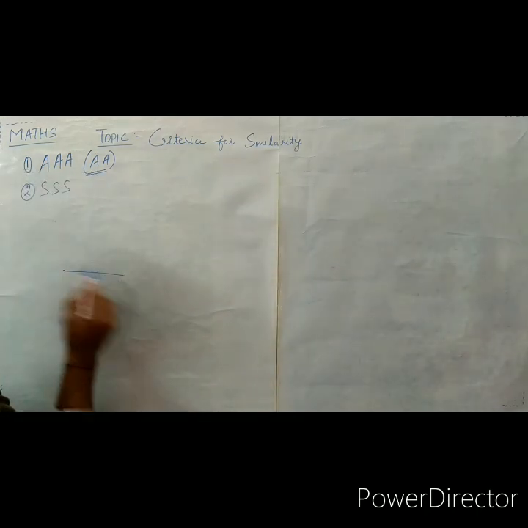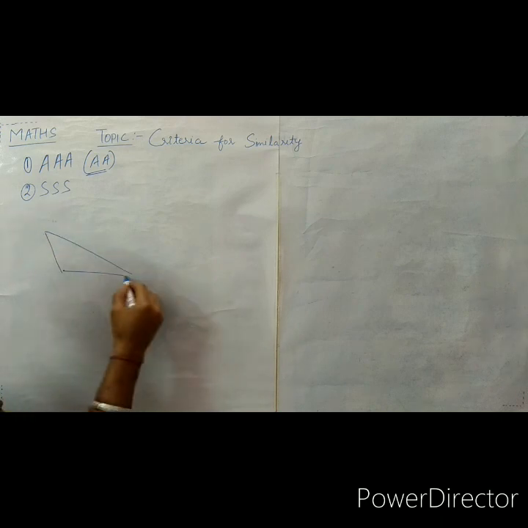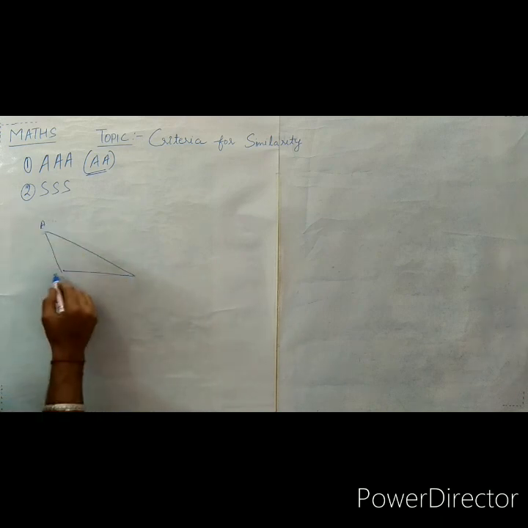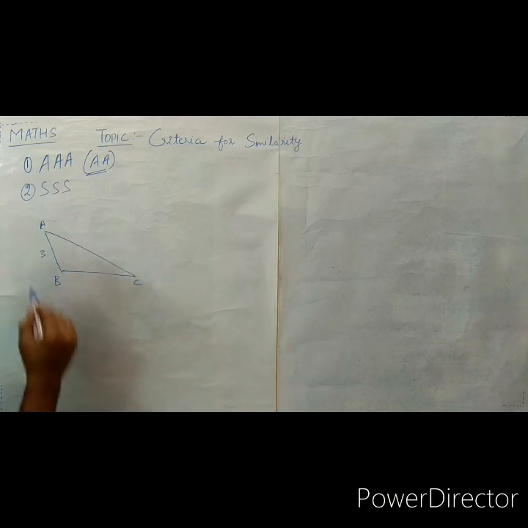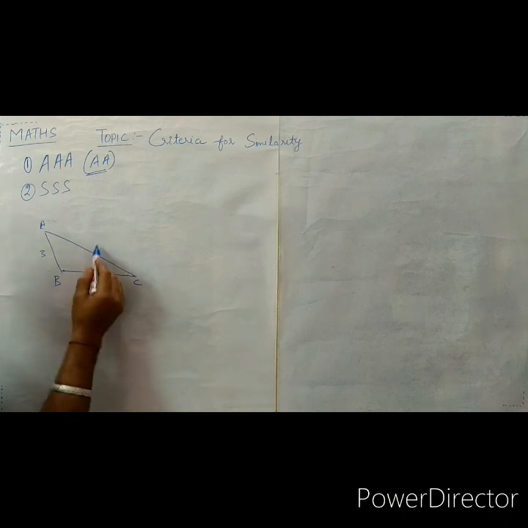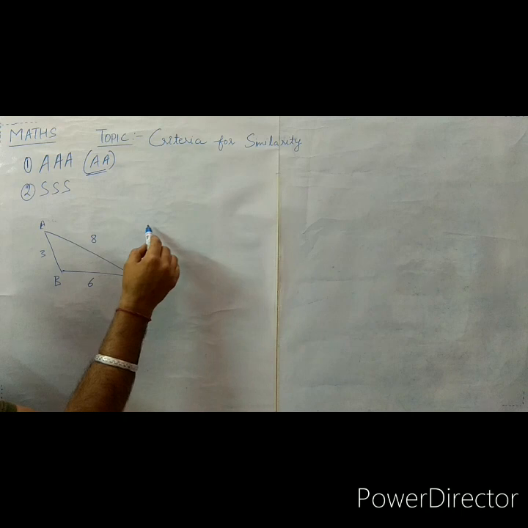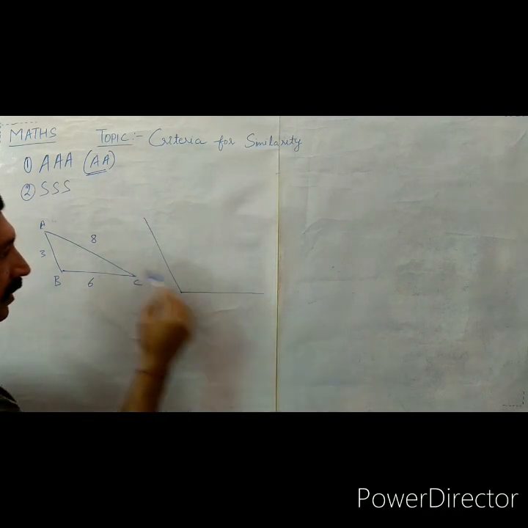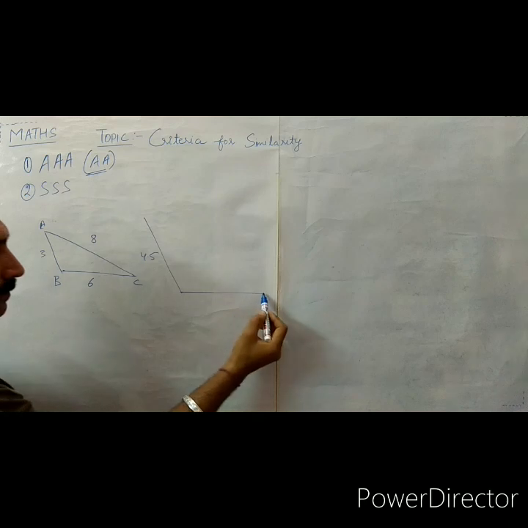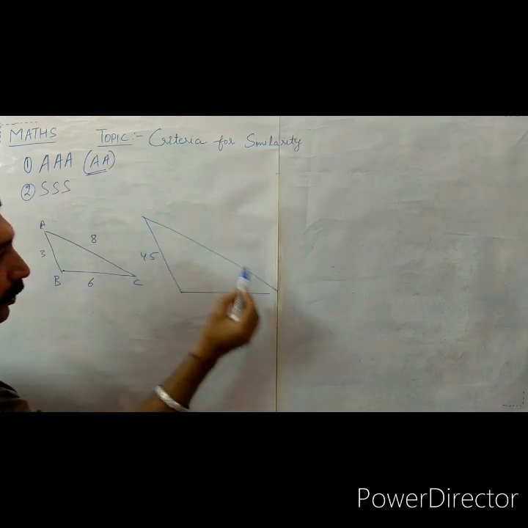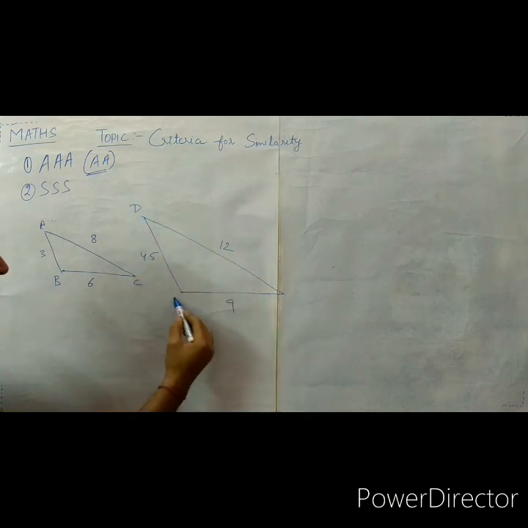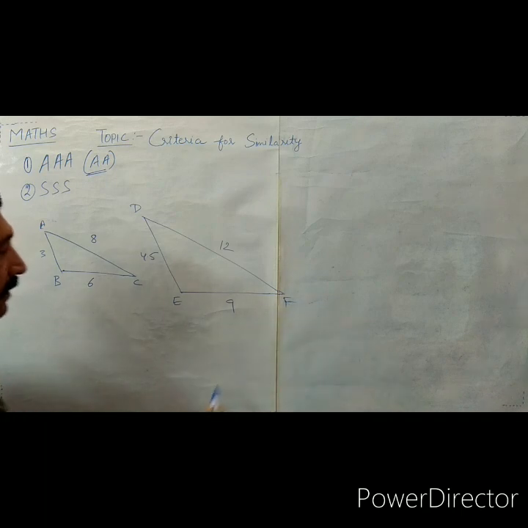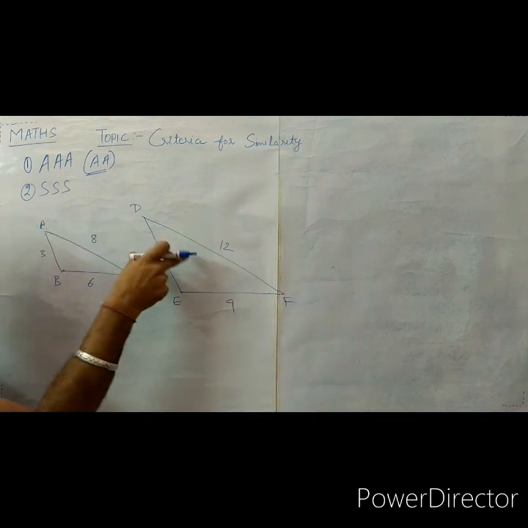Draw two triangles. One triangle ABC, with AB 3 centimeter, BC 6 centimeter, and AC 8 centimeter. And draw another triangle DEF with sides 4.5 centimeter, 9 centimeter, and 12 centimeter. By construction, draw two triangles.